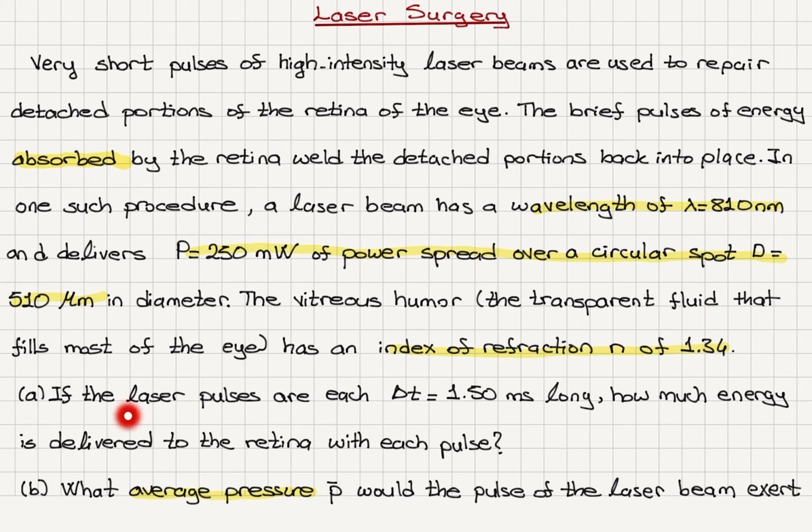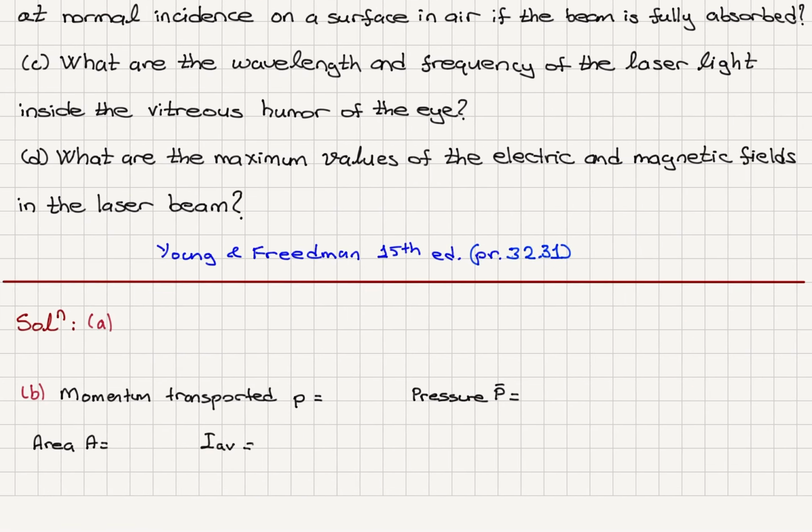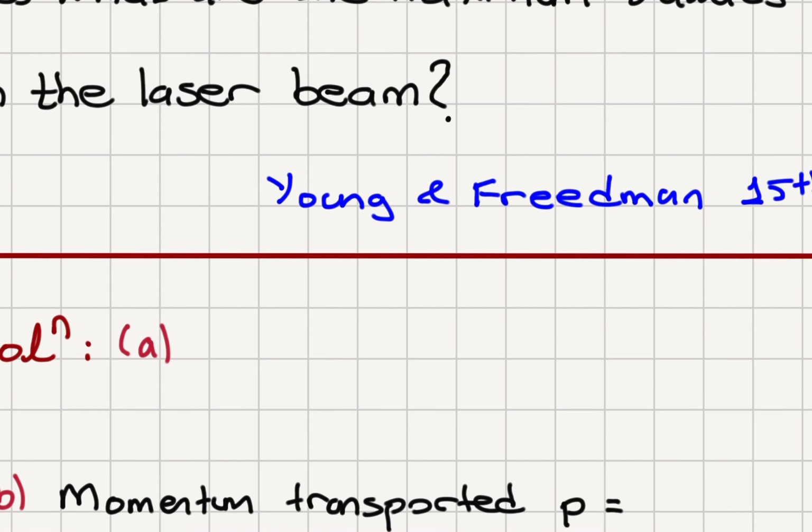Part A. If the laser pulses are each delta t equal to 1.5 milliseconds long, how much energy is delivered to the retina with each pulse? Okay, so we know that the power delivered, P, is equal to the energy delivered per unit time, so it is E divided by delta t. Therefore, the energy delivered to the eye is simply the product of the power and the length of the pulses.